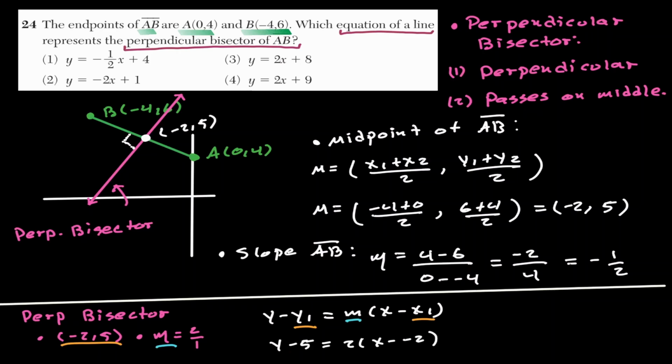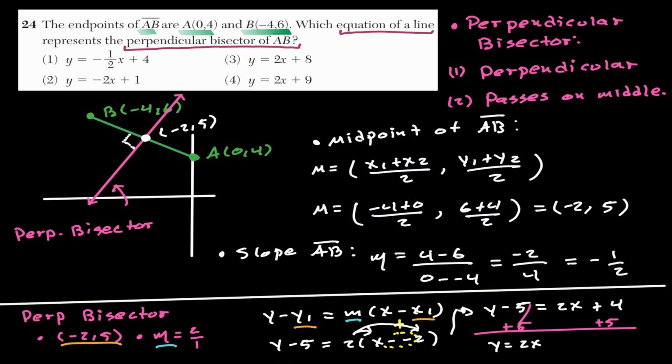And now let's simplify this. When we distribute the 2, it becomes 2x, and minus a minus is a plus, so distributing the 2 gives us a 4. Now if we add 5 to both sides, we get the equation y equals 2x plus 9, which is option number 4.